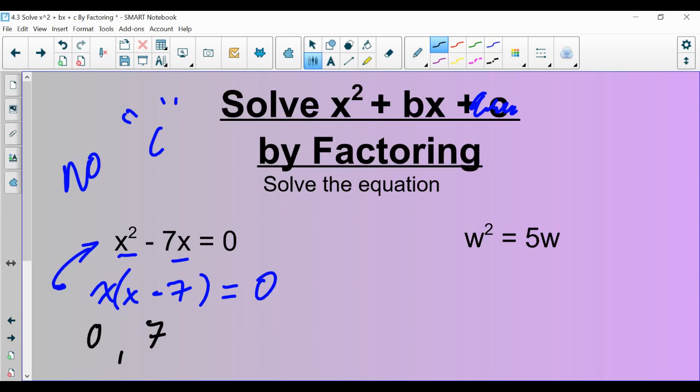So 0 is a valid solution, and so is 7. 7 squared is 49. And negative 7 times 7 would be negative 49. And that also works. So our solutions here are 0 and 7.